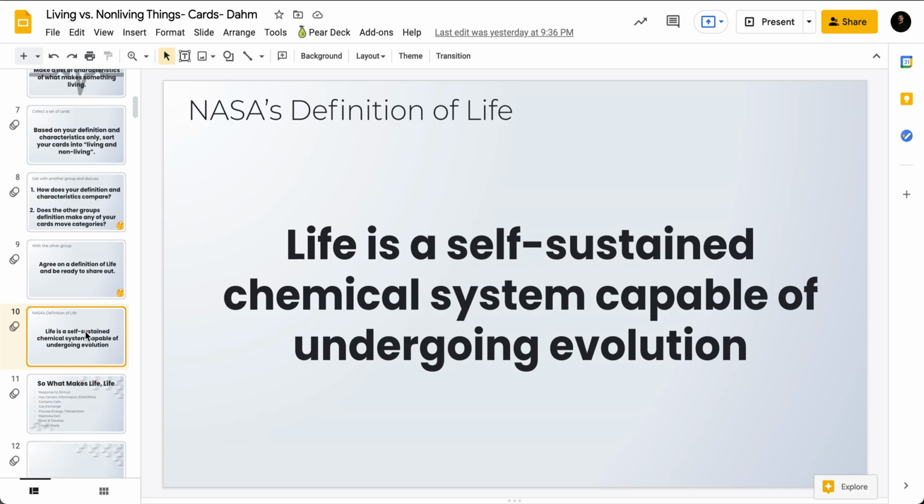We can say that life is a system that can keep itself going, that's capable of undergoing evolution. All right, so do me a favor, take just a second, jot this down in your notebook as NASA's definition of life. You can write it as is, or if you want to simplify it, feel free to do that. Again, it's really just saying that life is a system, particularly a system made up of chemicals, that can keep itself going and undergo evolution. So take just a minute, pause this, write that down in your notebook so that you have that definition.